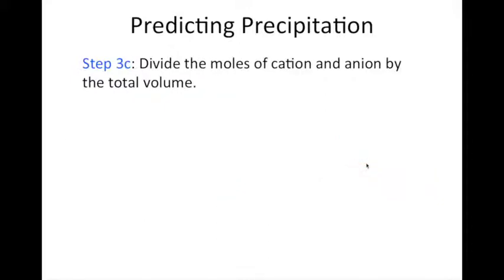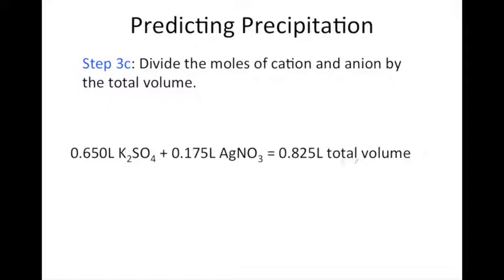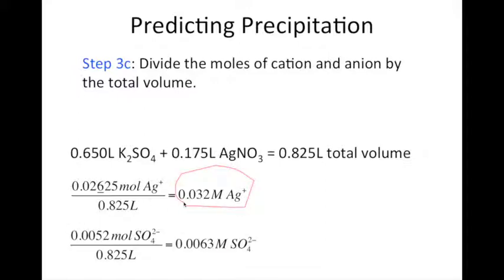Now remember, we want a molarity, not moles, so concentration. So we need to divide the moles of each by the total volume. We take the 2 volumes of our 2 solutions and add them together, and we get 0.825 liters total volume. So let's divide the moles of silver that we just solved for by the total volume to get the molarity of silver and the molarity of sulfate in our new mixture or our new solution.